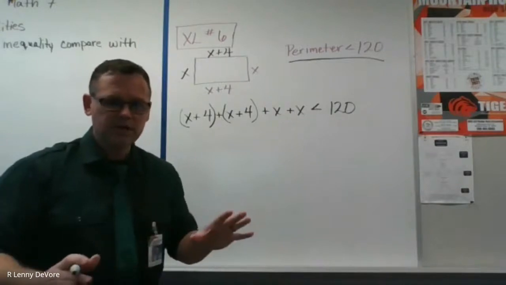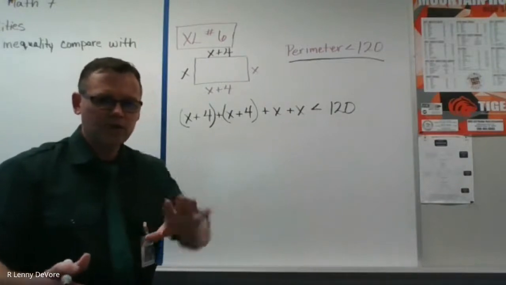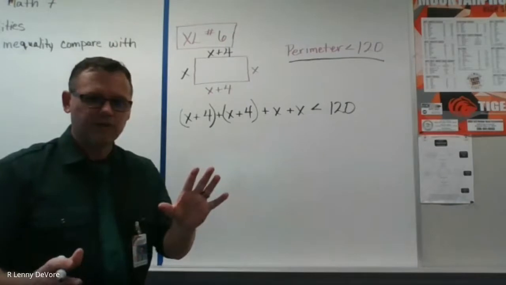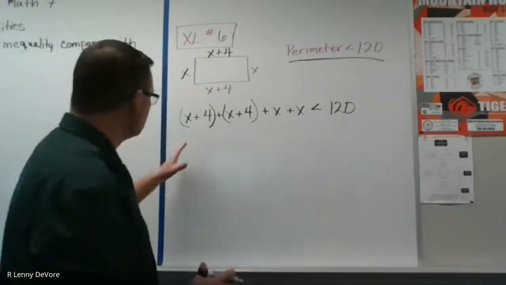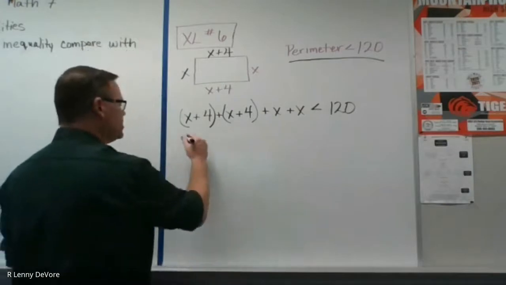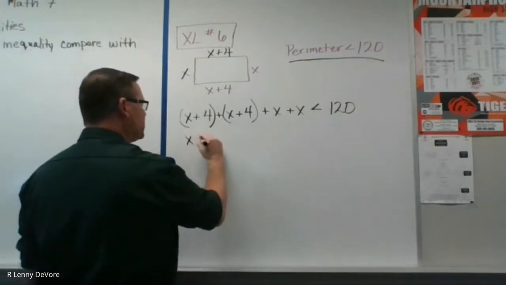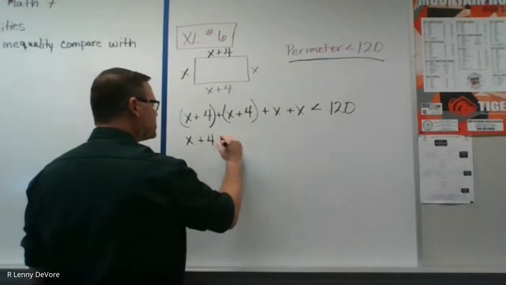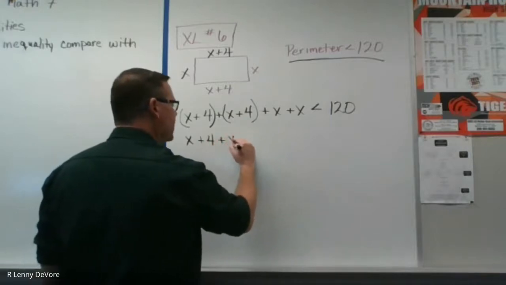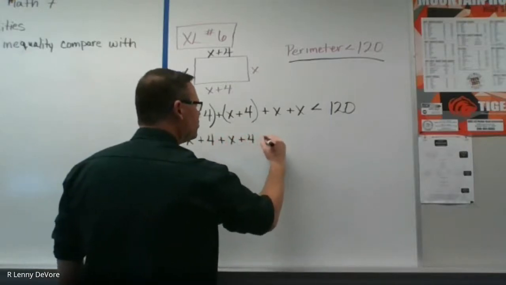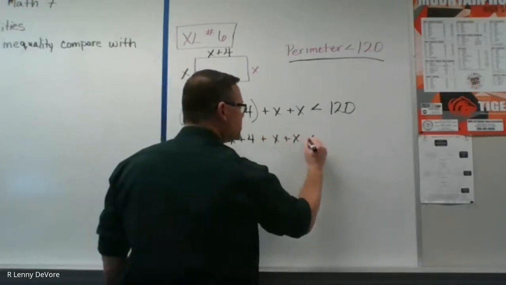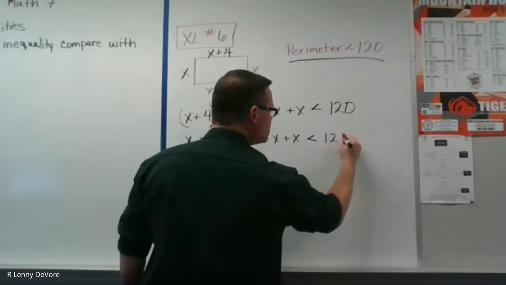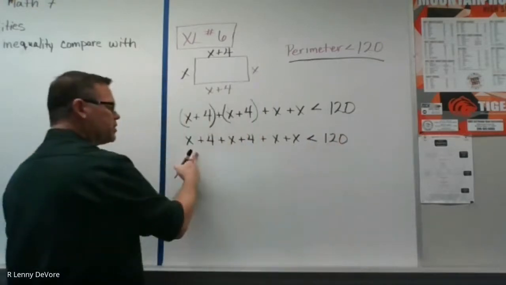Now, before I can do anything here, I need to combine like terms. And if you don't know how to do that, then you need to go back and review some of the other lessons in Unit 5 or Unit 6. Okay, guys? So here's what I do. I'm going to rewrite it again. I did more steps than I needed to. I'm going to take the parentheses out of it. X plus 4 plus x plus 4 plus x is less than 120.